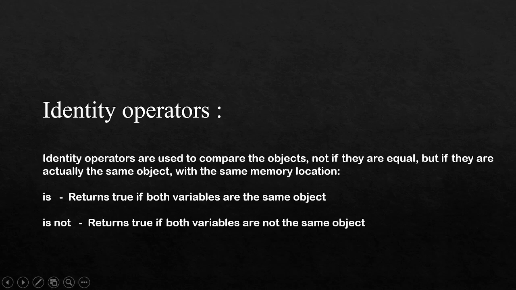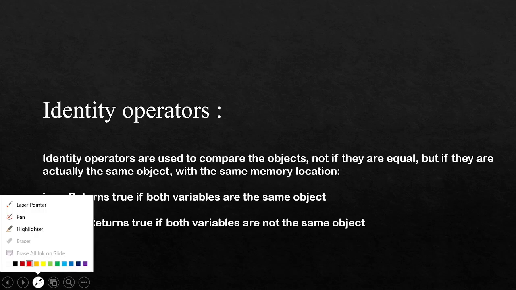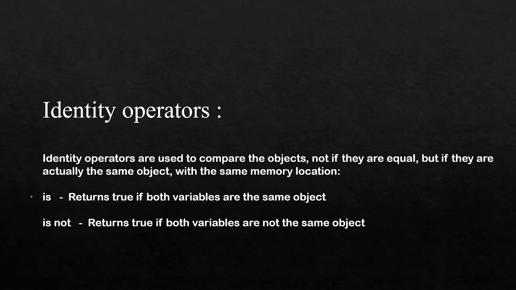In Python actually there are two identity operators we can see. One is "is" and other is "is not". So what is this identity operator actually, and what about this operator? Identity operators are used to compare the objects not if they are equal but if they are actually the same object with the same memory location. So this word is very much important, same memory location.